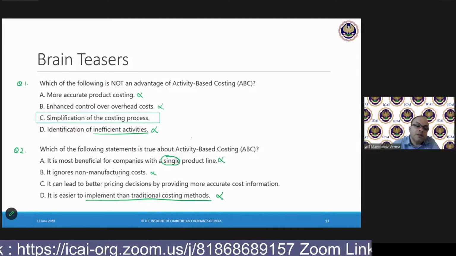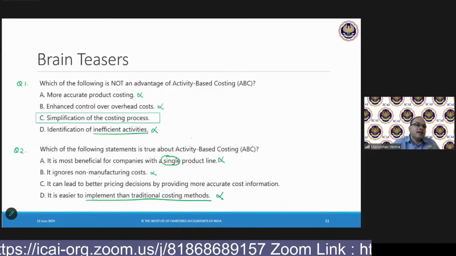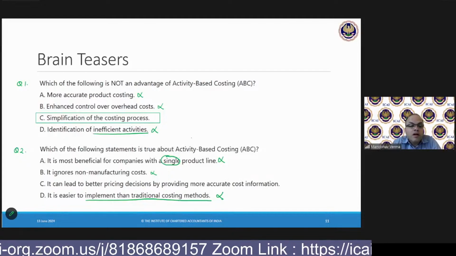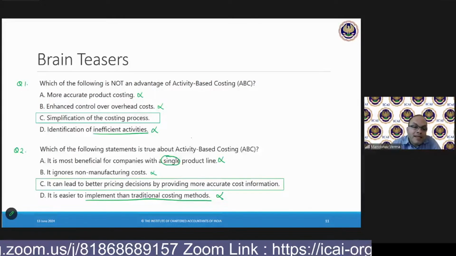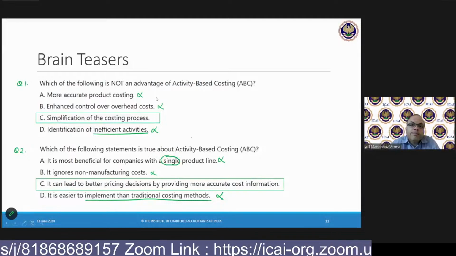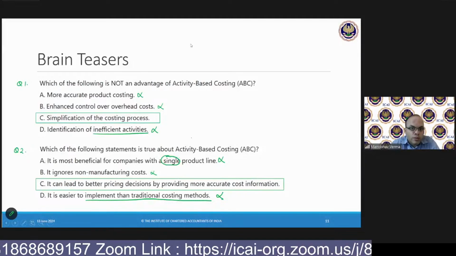But if I look at option number C, that's what we did in that example also, that if we have more accurate cost information, we can better price our products, guys. So option number C is the answer. Absolutely perfectly answered by all of you. Good job, guys.